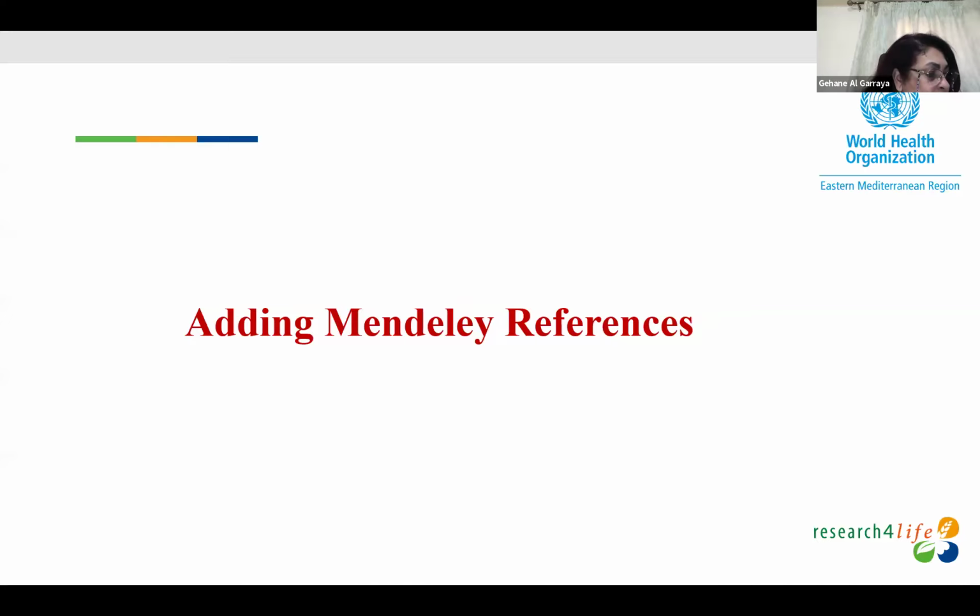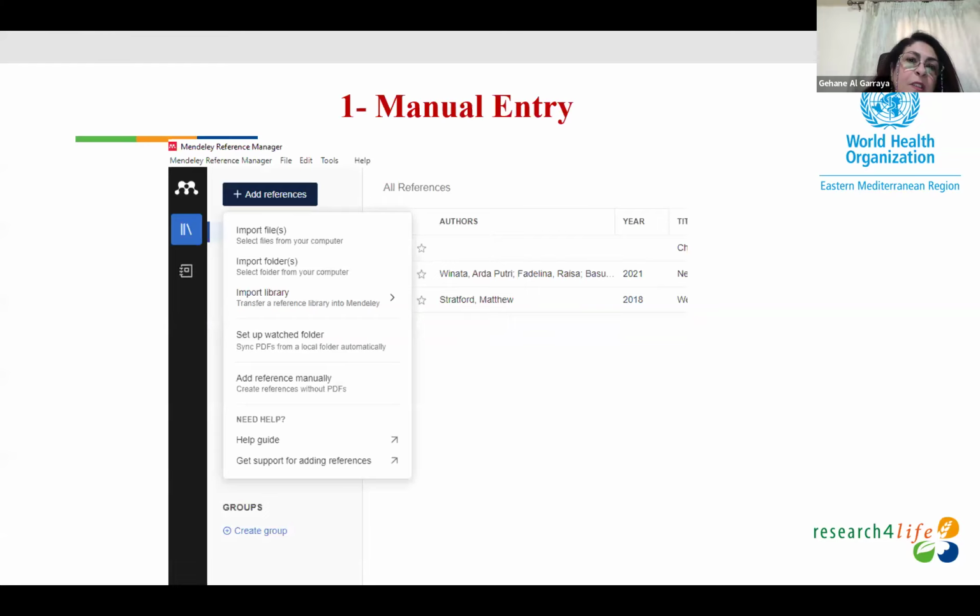So now we want to add references into Mendeley. We have our research, and we want to add references to our research. Mendeley gives us some options. The first option is manual entry. This is the slowest one, but I have to tell you about it. To do this, just click on add references and add references manually.